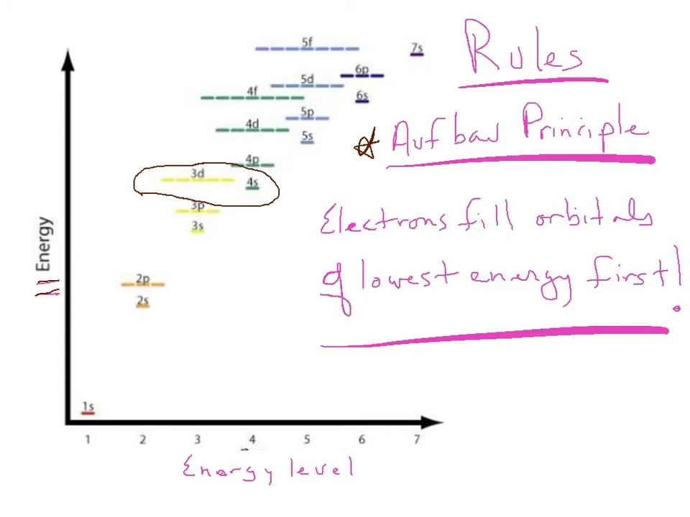But notice that the sublevels within each energy level have different energy values. The S is typically the lowest, then P, then D, then F. But there's overlap between one energy level and another energy level.